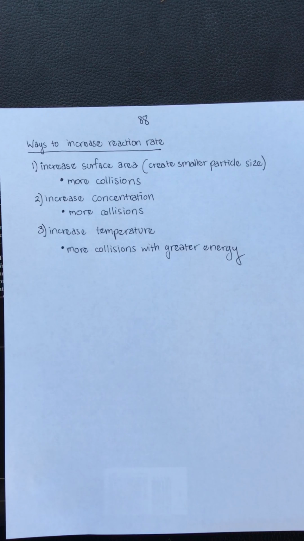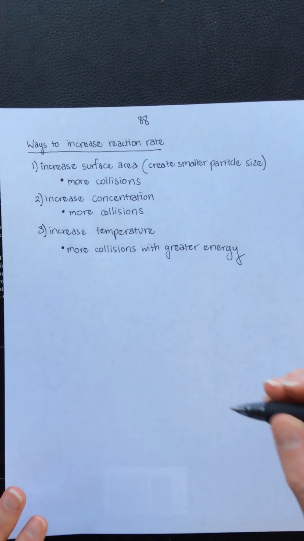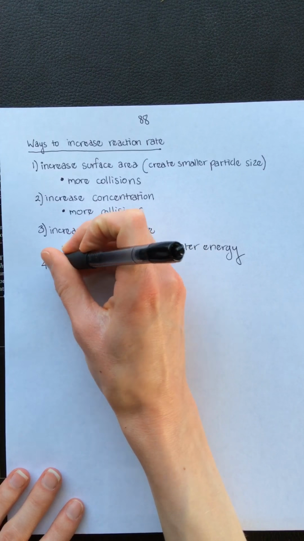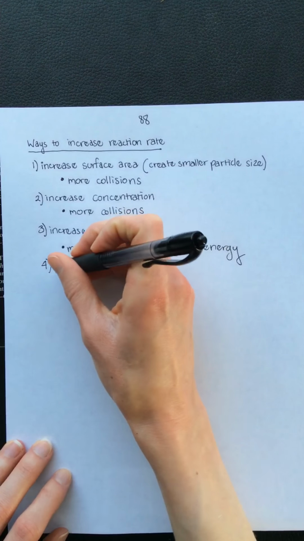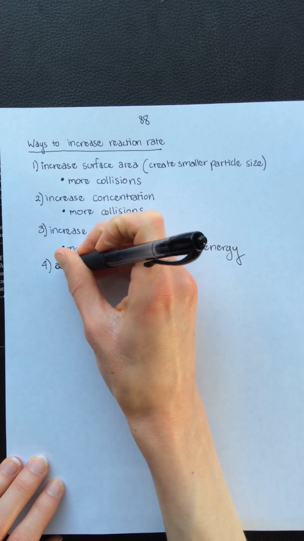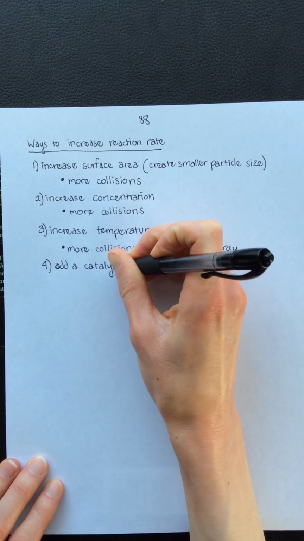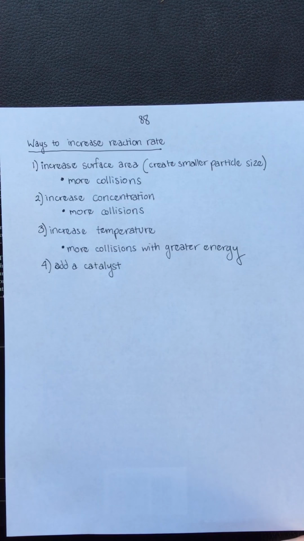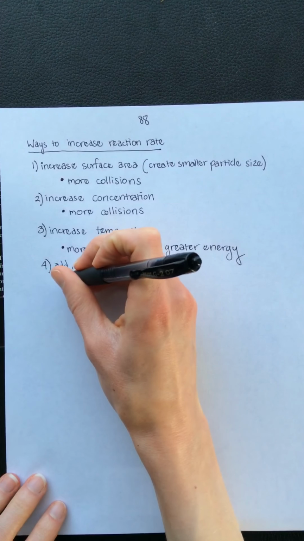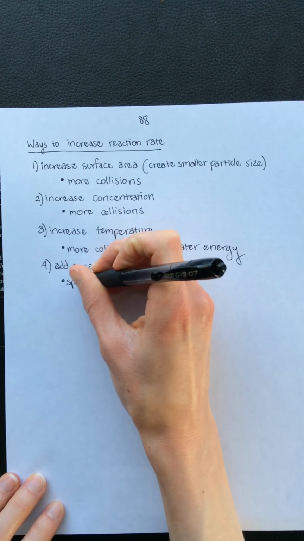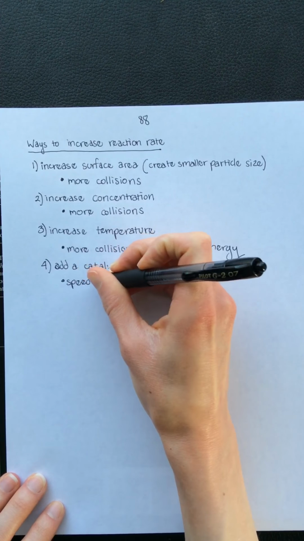Okay, the last thing that we want to talk about that can increase reaction rate is adding a catalyst. So a catalyst, we'll just write this down first, adding a catalyst. So a catalyst speeds up the reaction without being used or consumed.